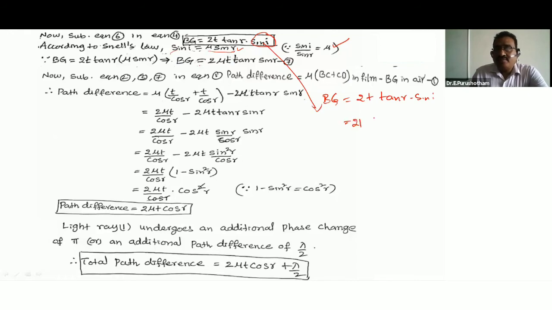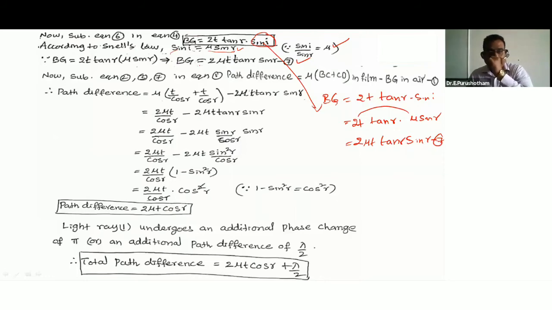So 2T tan R as it is. What is sin I? Mu sin R. So I am taking here 2 mu T tan R into sin R. That is equation number 7. You observe here, equation number 7.